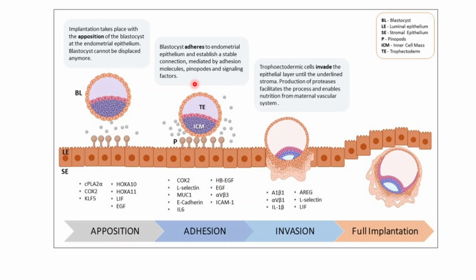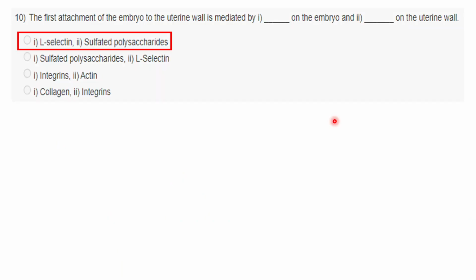And later, the trophoectoderm will form the placenta, which is a temporary extraembryonic structure formed by the conjugation of the tissues of both mother and embryo, which facilitates nutrient and blood circulation through the fetus. So we have apposition, adhesion, invasion by the trophoectoderm secreting proteases, and full implantation. So these are brief phases of implantation of the embryo into the endometrial lining. So L-selectin on the embryo and sulfated polysaccharides on the uterine wall are responsible for this implantation.